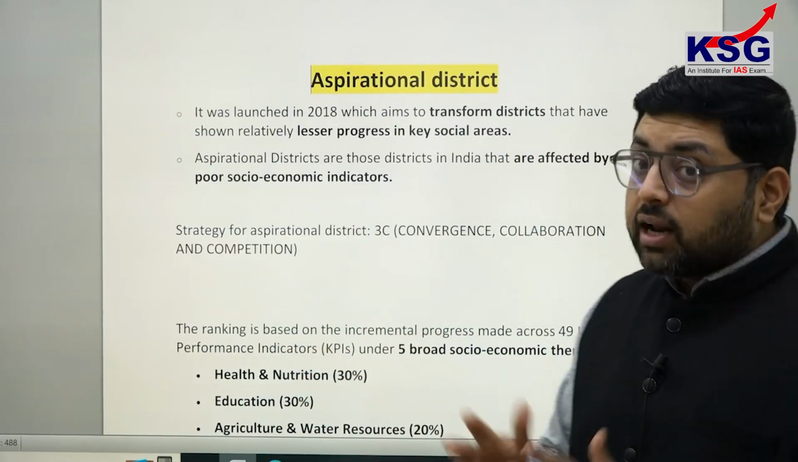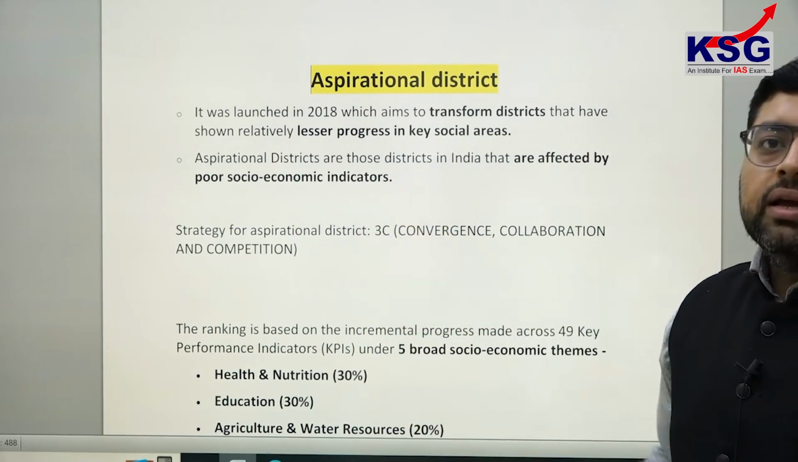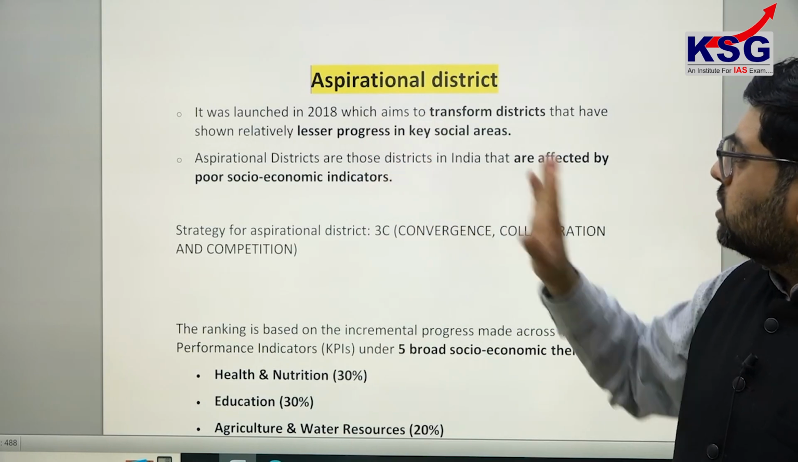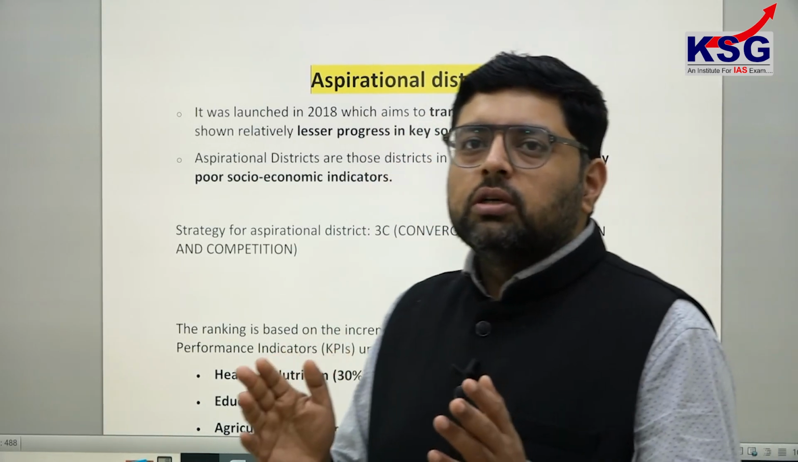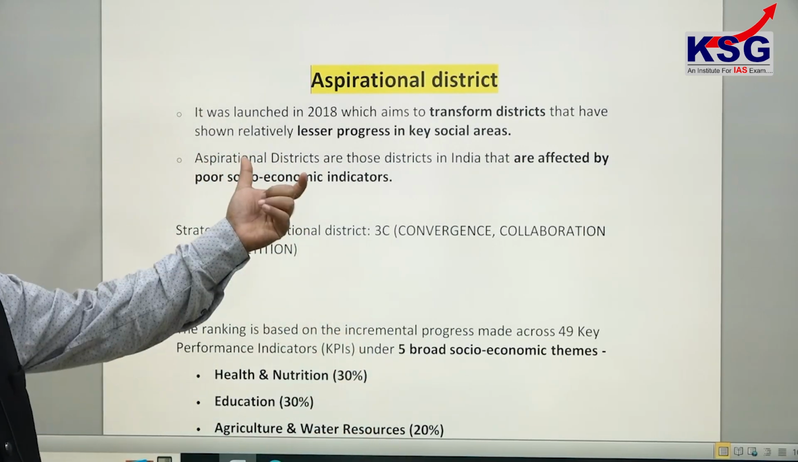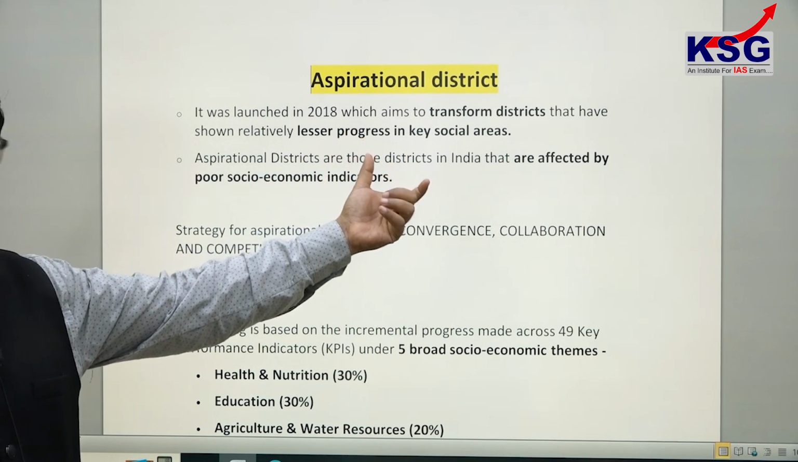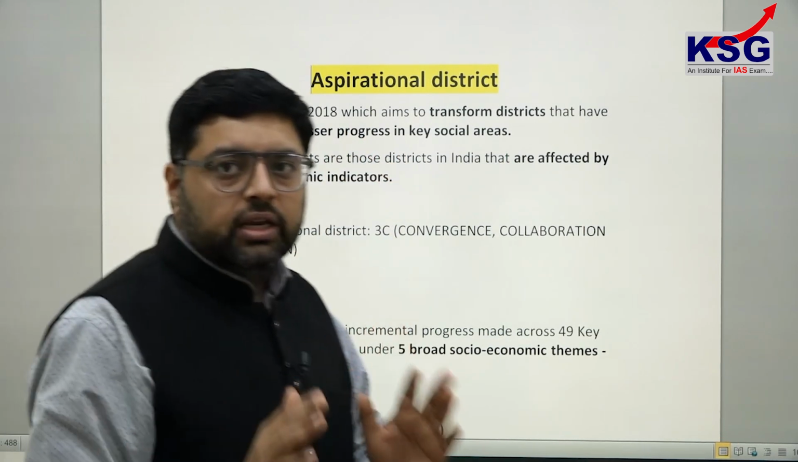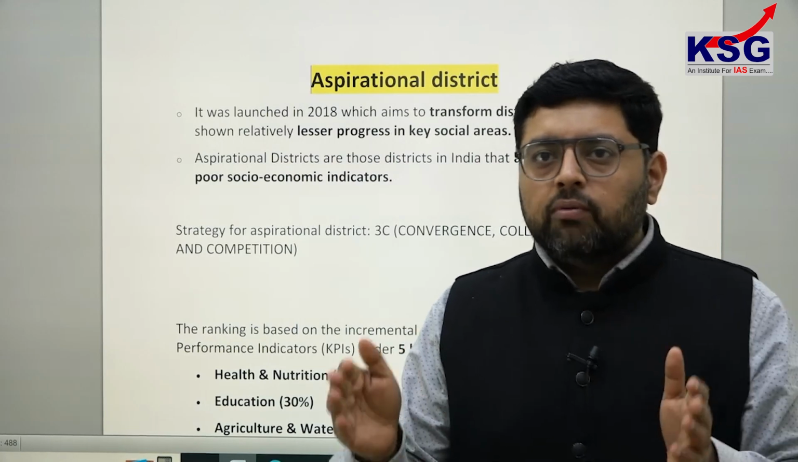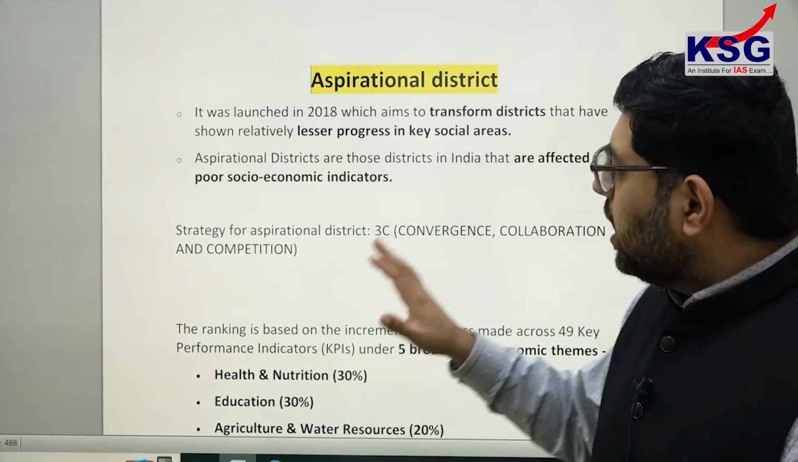Now, what are aspirational districts? This is the concept given by Niti Aayog in 2018. You can say most backward districts, those districts which perform very poorly on some key social parameters. We want to develop those areas. So you can say among backward districts, the most backward districts are what we identify as aspirational districts.